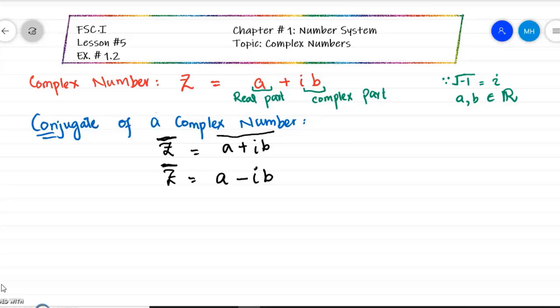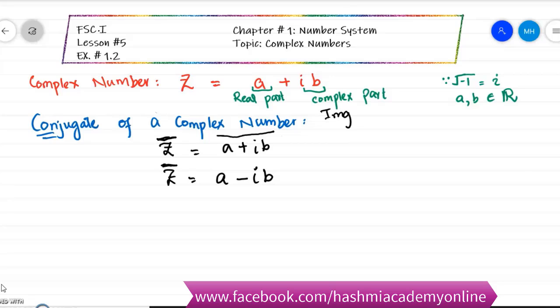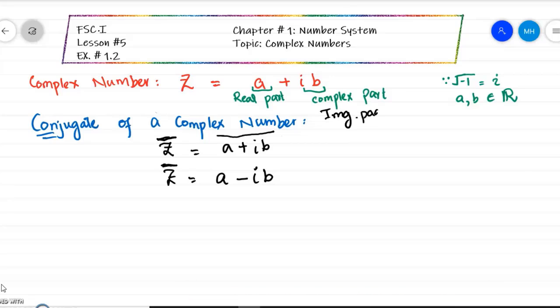It only changes the imaginary part. You can say complex part as imaginary part also. So one is the real part and the second one is the imaginary part. And you can also say z and z bar are conjugate to each other.